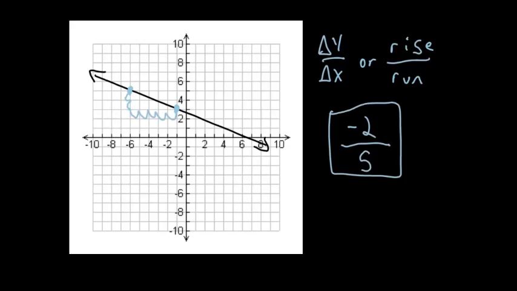And you can tell that your answer is going to be negative just by looking at the line. If the line is going down as you move to the right, then it's going to be negative. If it moves up, it's going to be positive.